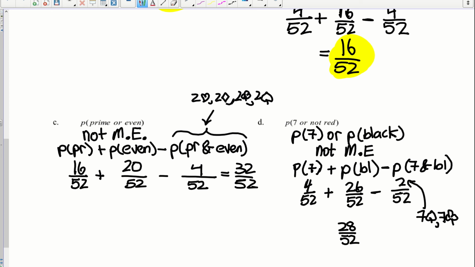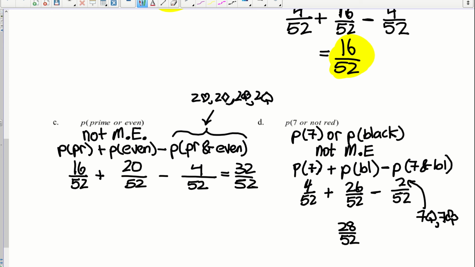Now we did an example last time that ended up being the same probability, except the question was 7 or red. So 7 or red and 7 or black ended up being the same answer, and that's because it's really the same question. It has the same characteristics. There are the same number of black cards in the deck and the same number of 7s that are black as there are reds. So it makes sense that they should come out to be the same probability.